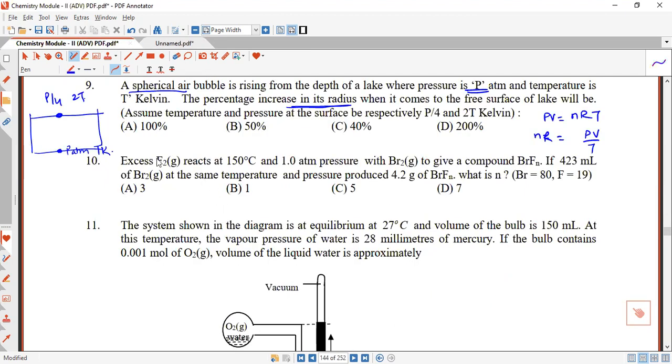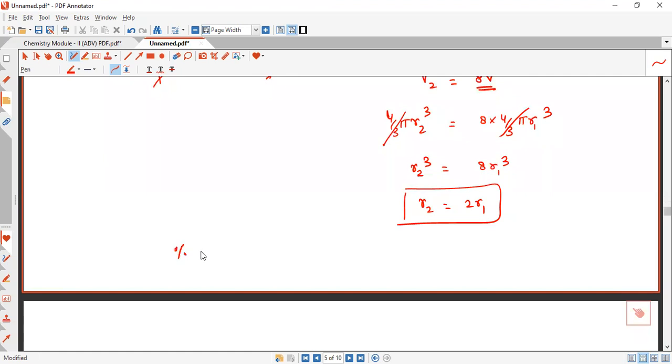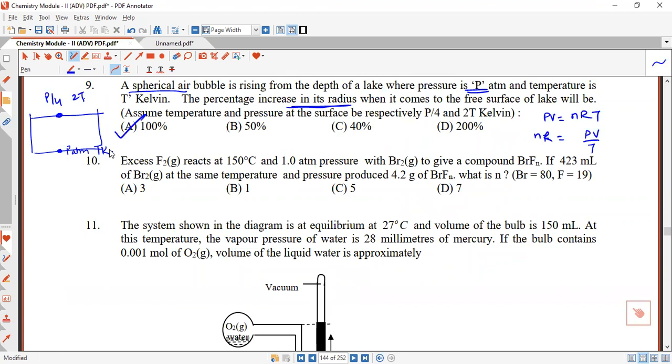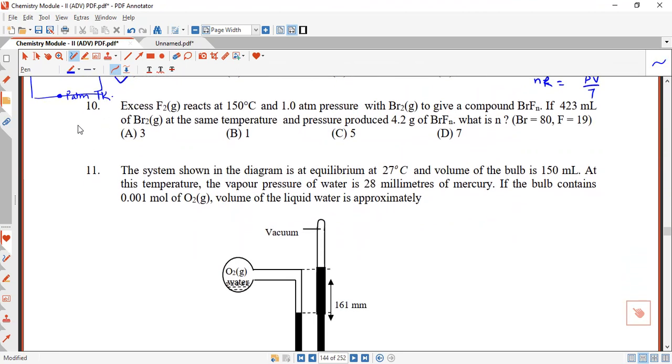What are they saying? Okay, the percentage increase they are asking. So percentage increase is nothing but R2 minus R1 divided by R1 into 100. The value of R2 is 2 R1. So 2 R1 minus R1 by R1 into 100. So that is R1 by R1, 100%. Your answer is 100% has increased.